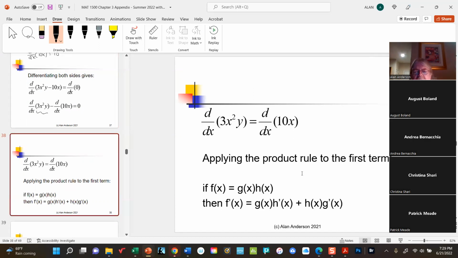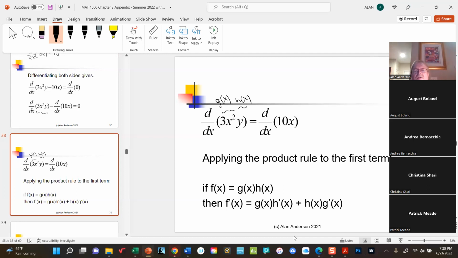But the first term requires the product rule. And by the way, remember, we're assuming that y is a function of x. It may not appear that way. You see how we've got all functions of x. We're assuming that y is a function of x so that we can let this be g of x, and this can become h of x. Even though it says y, if we're assuming that it's a function of x, we can still use this approach.